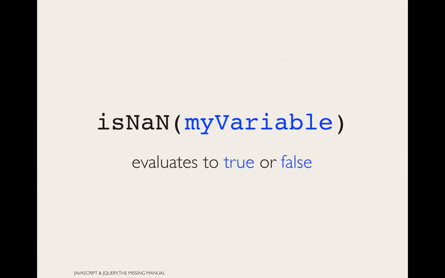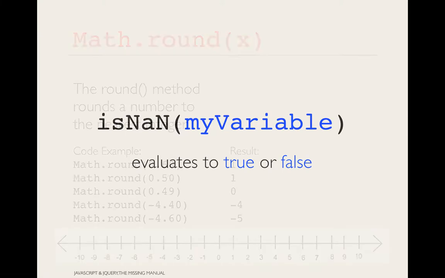isNaN, is not a number, is a function that tests and says, hey, is this true or is this false? Is this variable a number or not? Is it not a number? In other words, is it text? So it always returns true or false. If something is not a number, it's a handy thing that we're going to be using a bit.